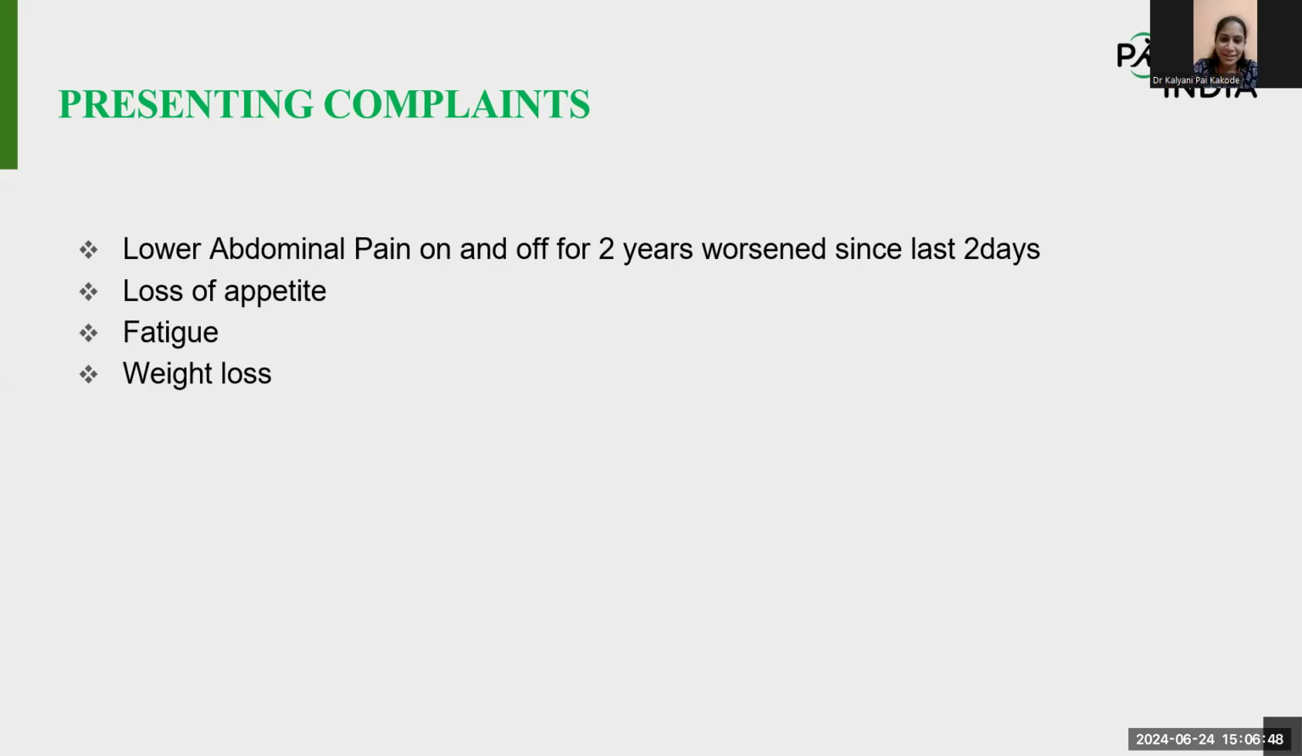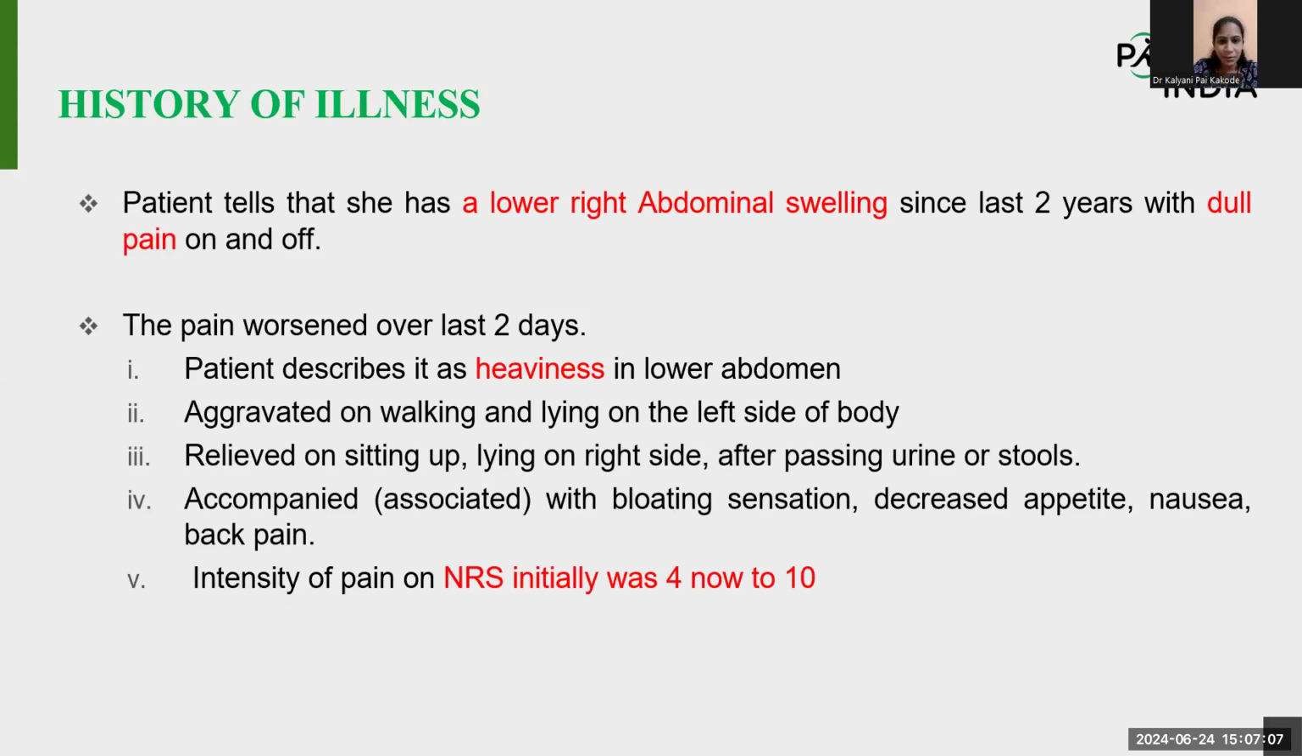So, this 82-year-old female presented to us with lower abdominal pain, and this pain was for the past 2 years, and it worsened since the last 2 days. In addition to the pain, she also had loss of appetite, fatigue, and weight loss. Coming to the history, the patient tells us that she had a lower right abdominal swelling since the last 2 years, and she had this pain of dull nature on and off.